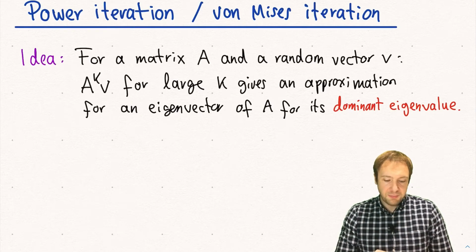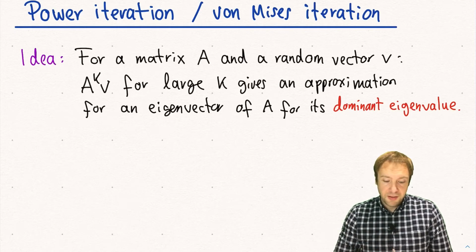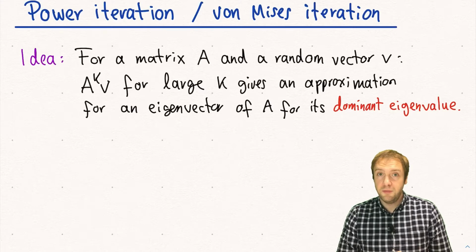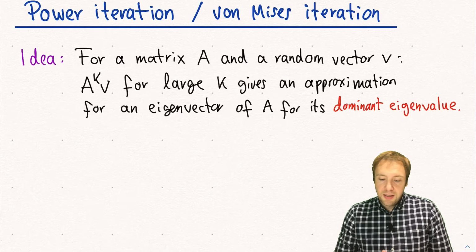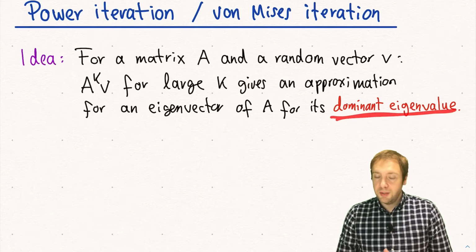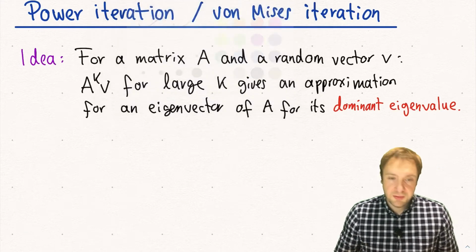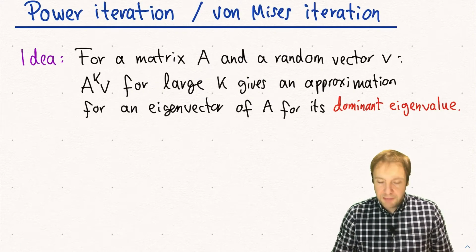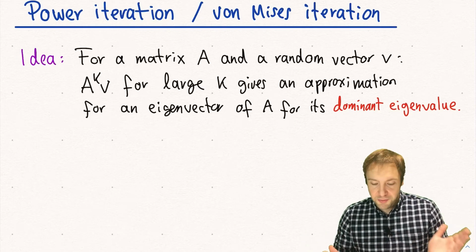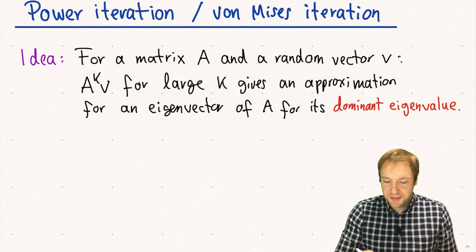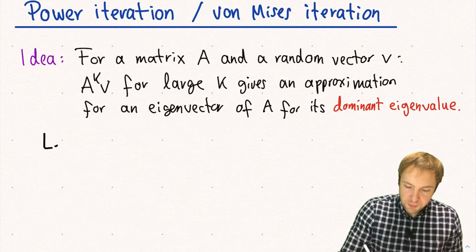And then the statement is that this vector, after multiplying this matrix A several times, will actually be a good approximation for an eigenvector of this matrix A for its so-called dominant eigenvalue. This means that this eigenvalue is the largest of the eigenvalues of A. And this I first want to make precise. We know examples that there can be matrices without any eigenvalue. In this case, this algorithm would fail. So let's make this more precise.